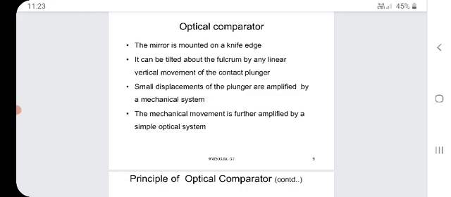Small displacements of the plunger are amplified by a mechanical system. The mechanical movement is further amplified by a simple optical system.